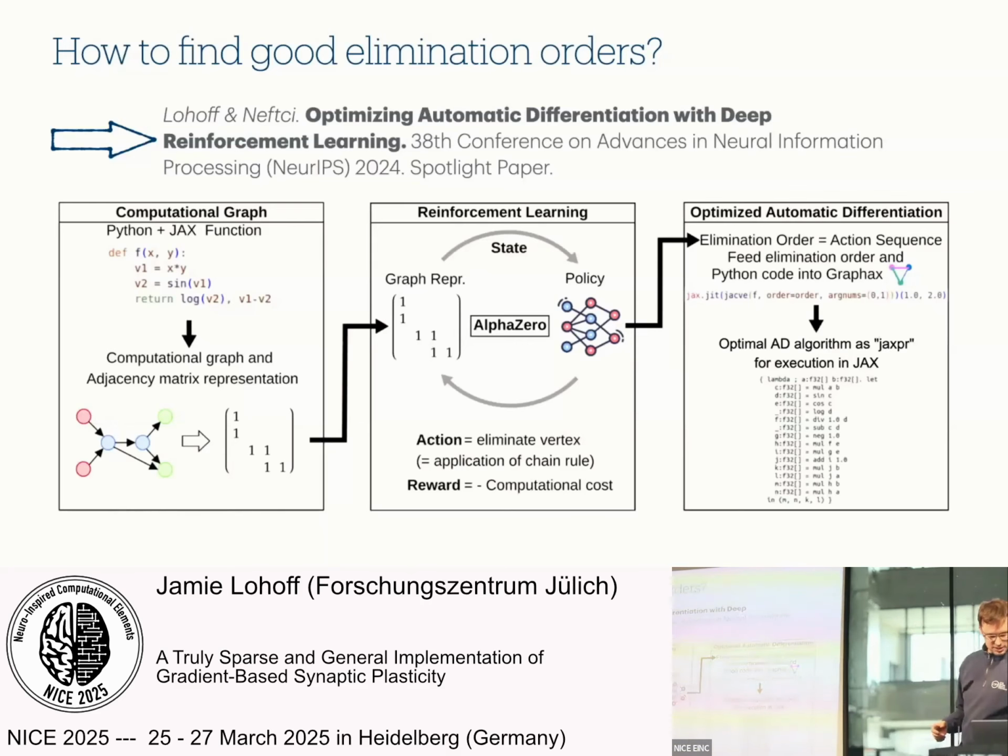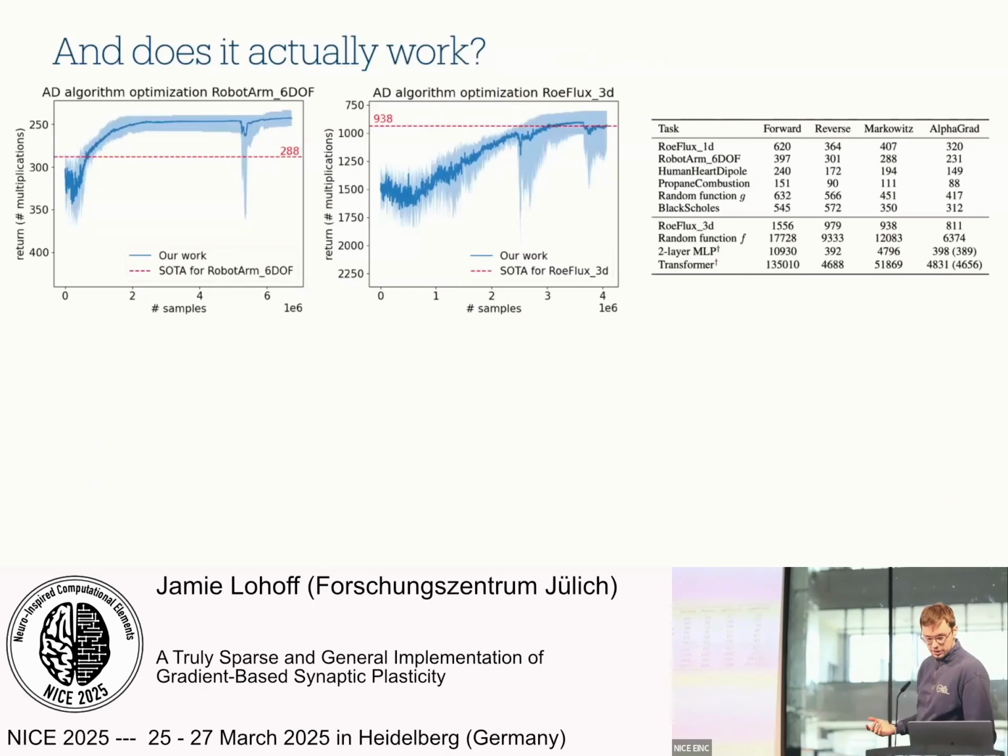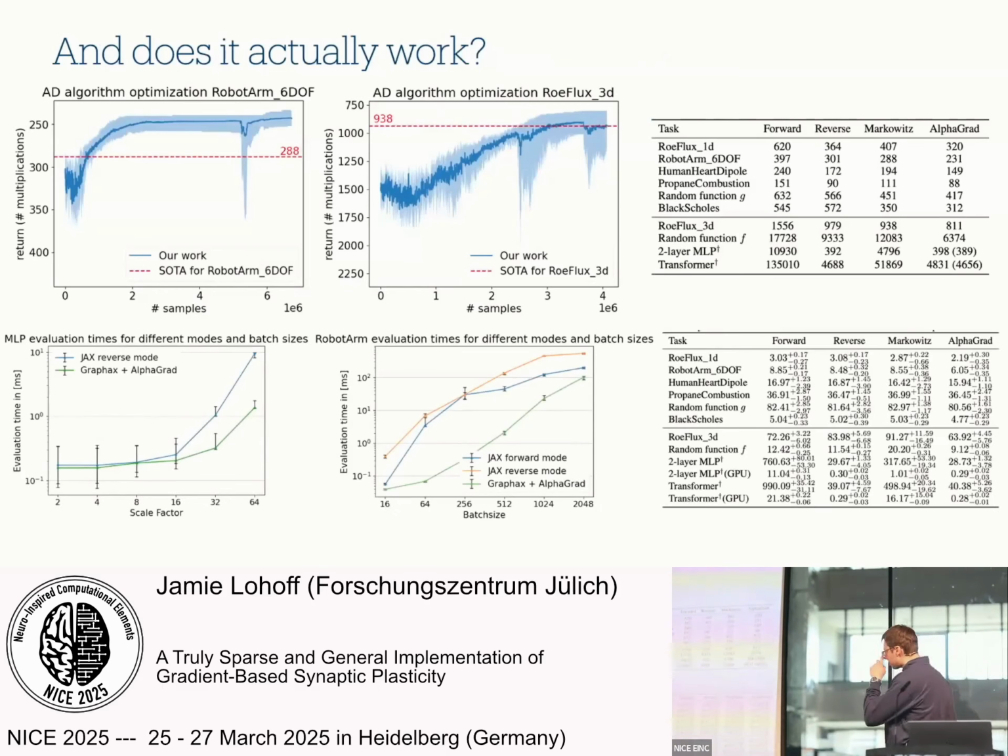And this works very well in practice. So here you see, first of all, the convergence curves. The reinforcement learning algorithm completely outperforms the state of the art, also on many, many different tasks. And we also wrote this compiler for autodiff that translates these elimination orders into actual real executable programs that are JIT compilable and all of that. Again, this is the green curve that you see here. It's also much, much faster than everything that currently exists out there.